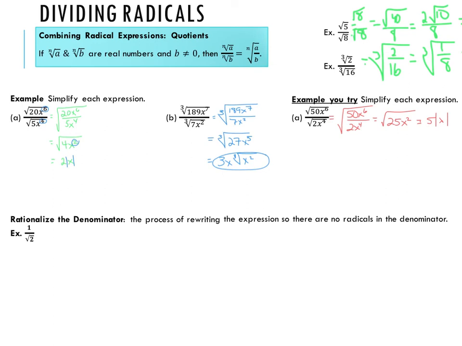Next definition is rationalizing the denominator of a fraction. This is the process of rewriting the expression so there are no radicals in the denominator. And we kind of have already talked about this. Remember, we don't like square root in the bottom of a fraction, so you're just going to multiply whatever's in that denominator by that root on top and bottom so that it is a perfect root. This ends up being the square root of 2 over 2.